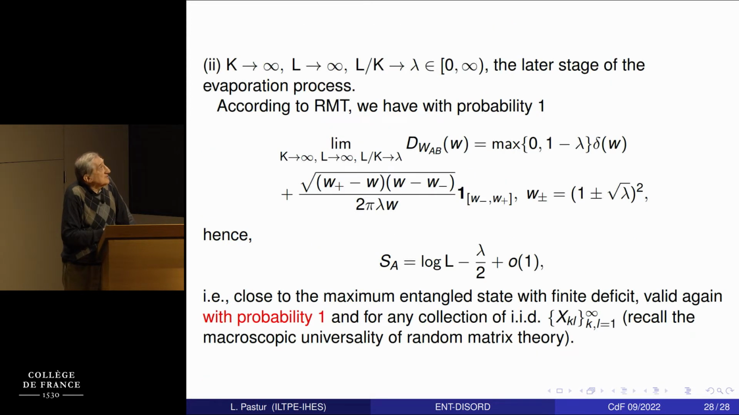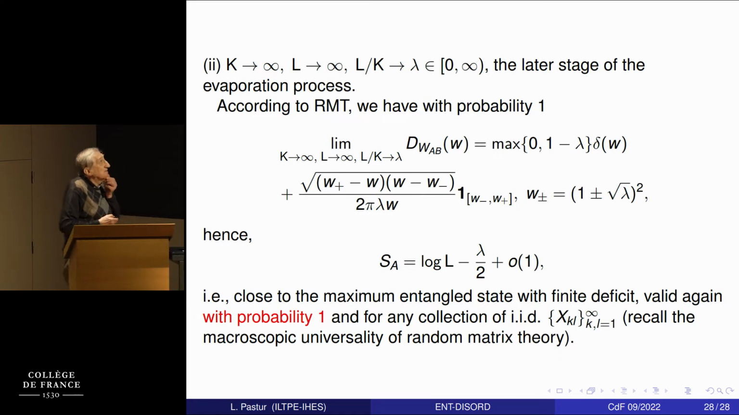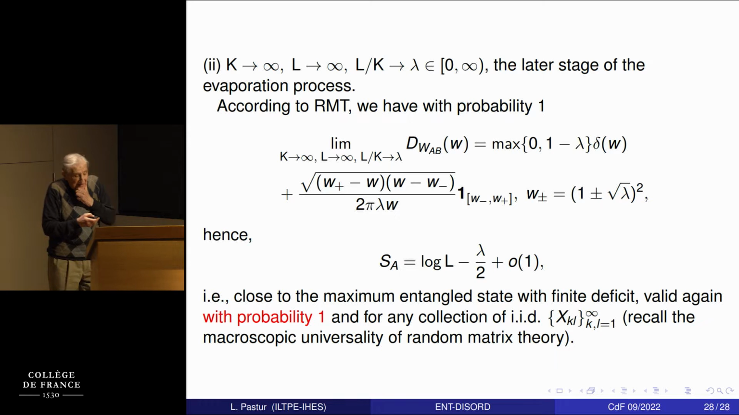Let's go a bit further. Now, assume, okay, less early, but not a completely early stage. We assumed, as already discussed, that both numbers tend to infinity, but the ratio tends to a non-zero number. And then, okay, now I have to use the result from random matrix theory, saying that you have this matrix, which was written here.